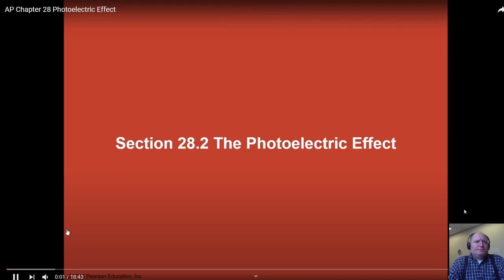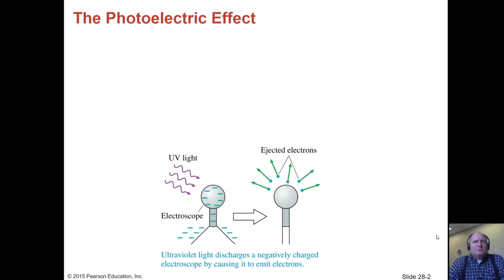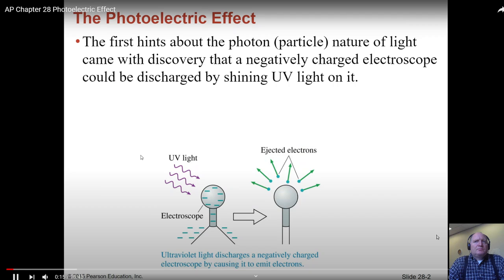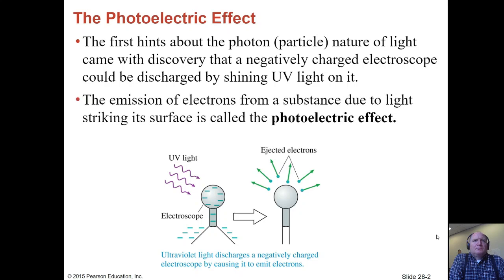What we're going to look at is the dual nature of light. But the first thing we're going to do is take a look at the particle nature of light. And what best explains the particle nature of light is the photoelectric effect. The first hints about the photon or particle nature of light came with the discovery that a negatively charged electroscope could be discharged by shining UV light on it. The emission of electrons from a substance due to light striking its surface is called the photoelectric effect.